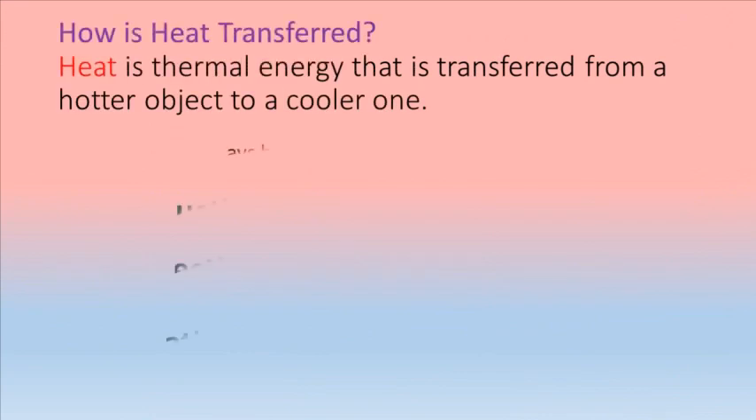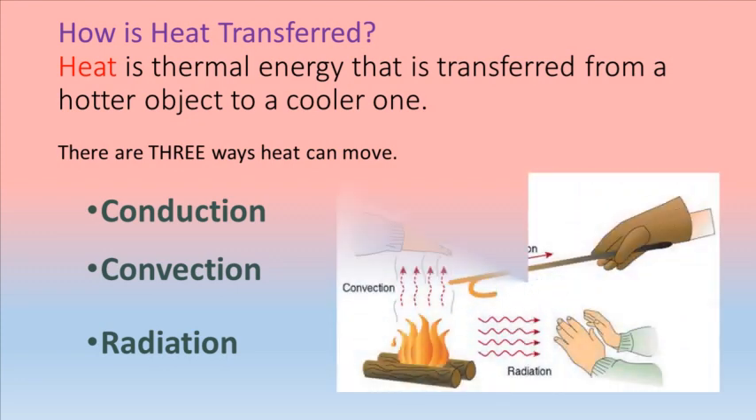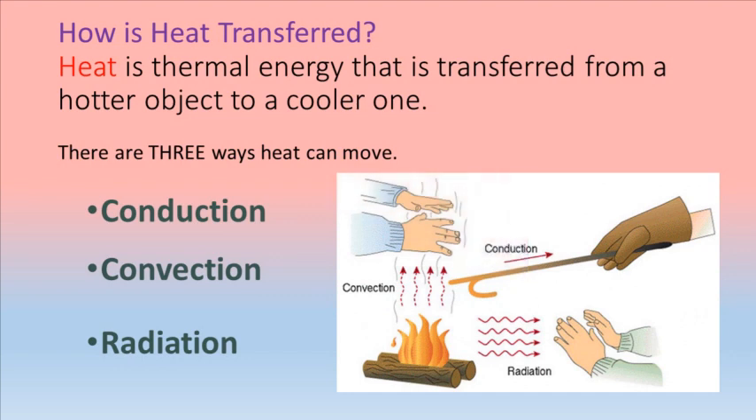How heat is transferred. There are three different ways heat can move. The first one is conduction, the second one is convection, and the third one is radiation. Look at the picture very carefully. You can see the three different ways in which heat can be transferred.